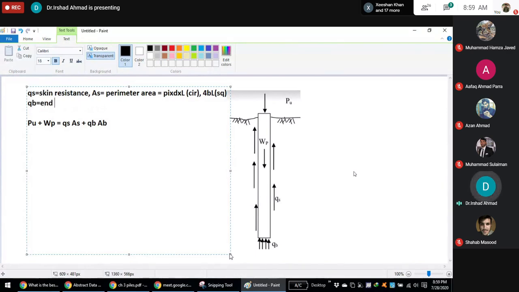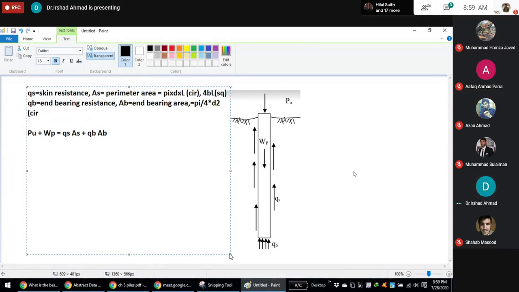QB is the end bearing resistance, AB is the end bearing area, and this would be equal to pi by 4 into D square for circular, and for square it would be equal to B by B. For a square pile, the cross section of which is square, B by B. Okay. So this is the equation.